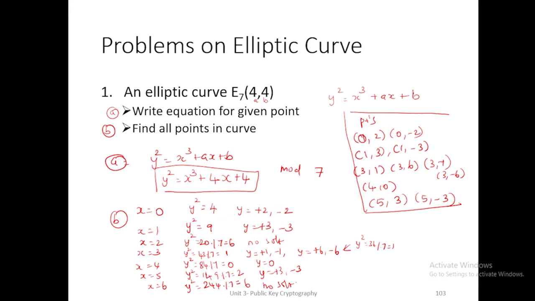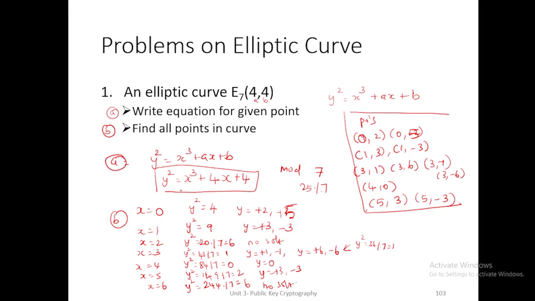Instead of that, minus 2's equivalent value is 5. So y squared equal to 4 means the remainder should be 4. What are all the possibilities? If you take 25 mod 7, it will give the remainder 4. So if you substitute y squared equal to 25, y is equal to 5. So there is the possibility of 2 and 5. So for x equal to 0, the values are 0, 2 and 0, 5. So these are 2 points.